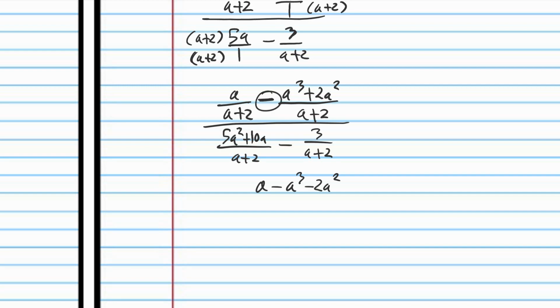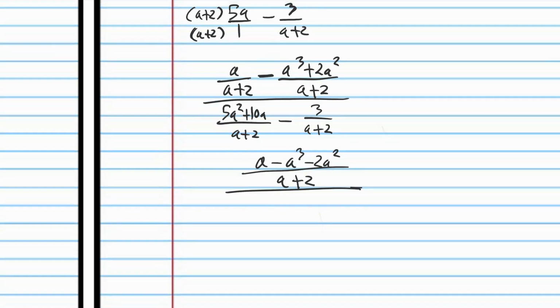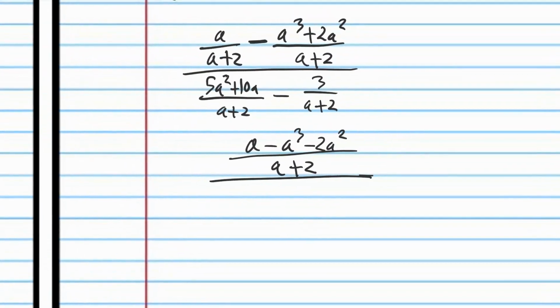Just waiting for my computer to catch up here. Now you cannot combine those because they're unlike terms. They have different powers. Remember, you can't combine variables when they have different powers, unless you're multiplying, of course. And then that would be minus 3, of course.